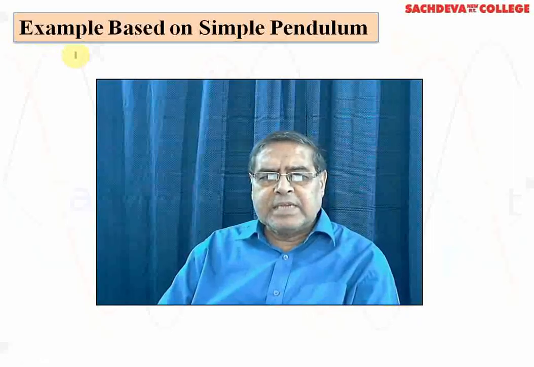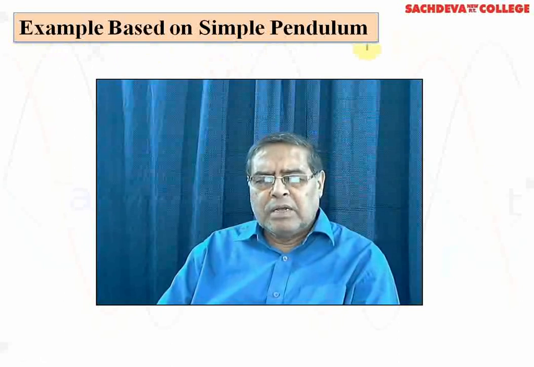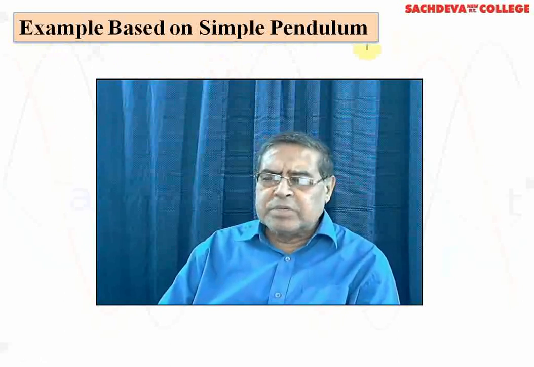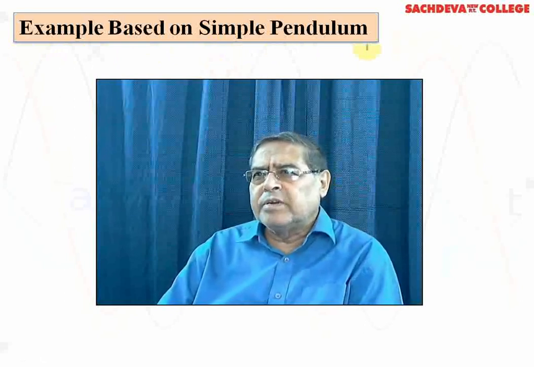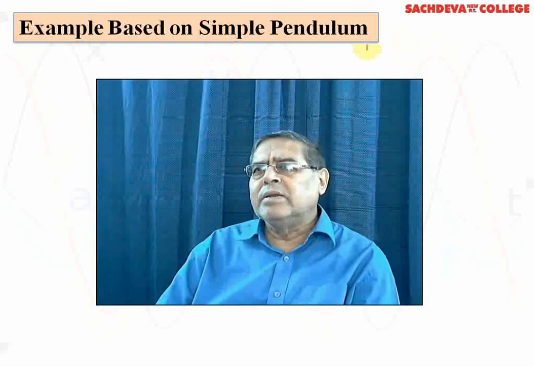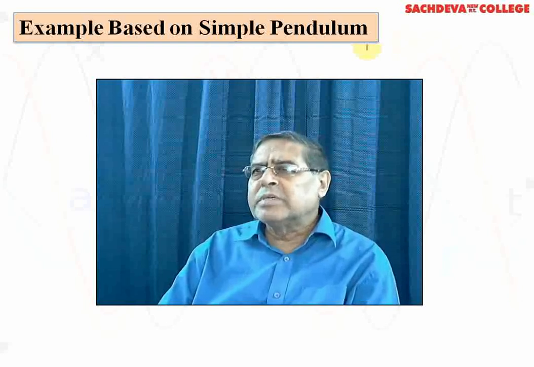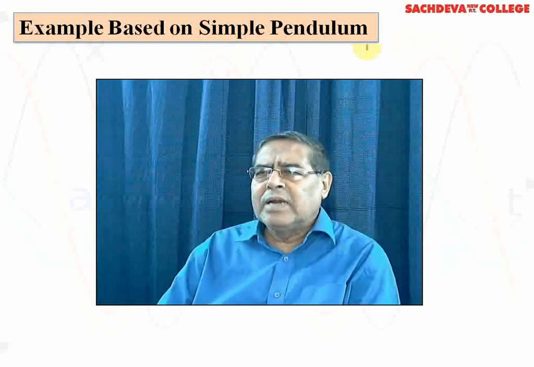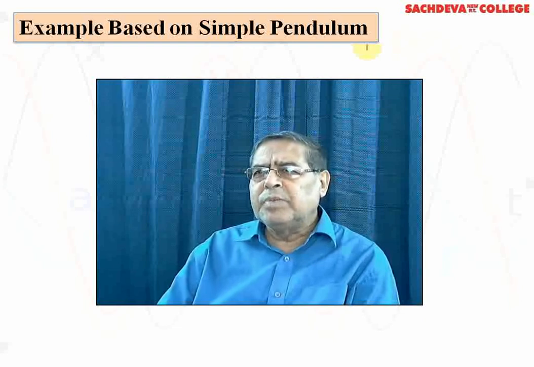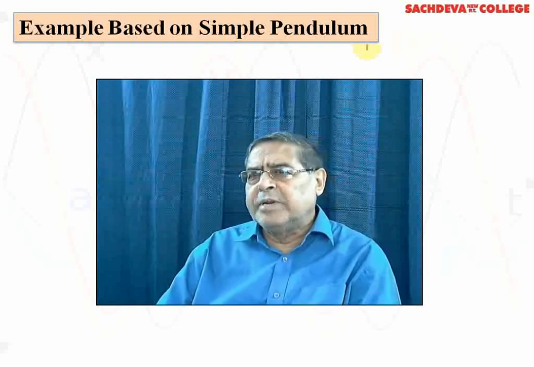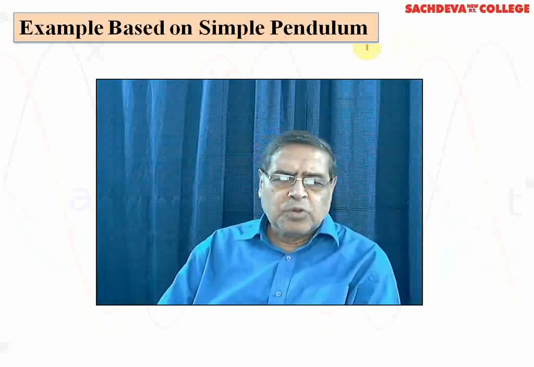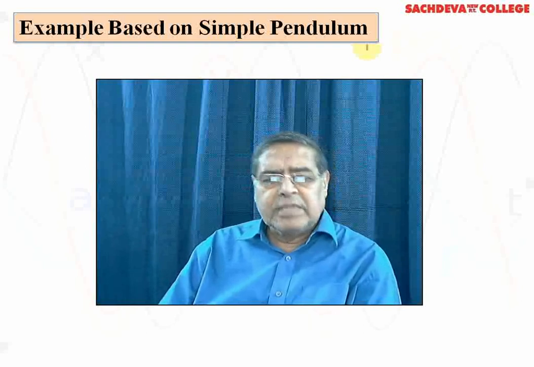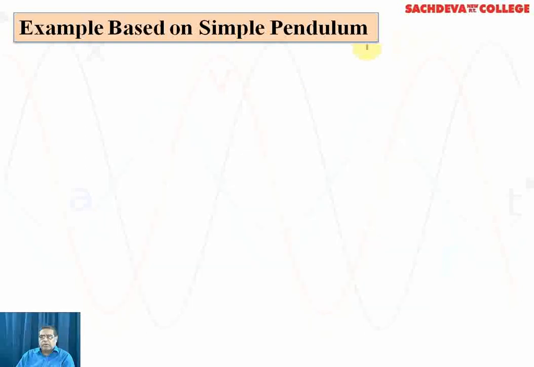Now, there are certain examples based on the simple pendulum. When we use the term simple pendulum, again, the main formula to be applied is T is equal to 2 pi under root L by g. And sometimes the pendulum is suspended from the ceiling of a lift, and when the lift is moving up, then g plus a will be considered in the denominator. And if the lift is coming down, g minus a will be considered in the denominator. So these facts we are going to use in the examples based on the simple pendulum.